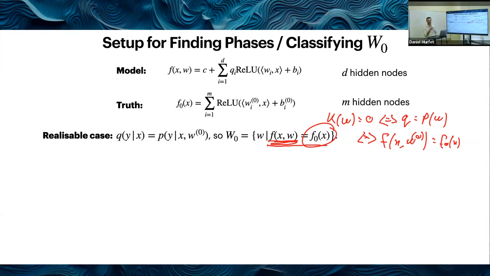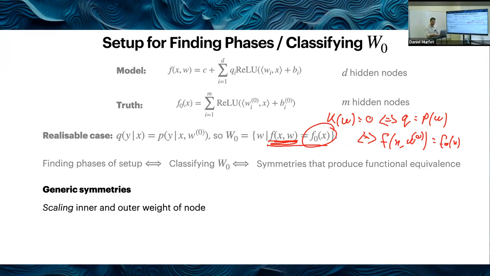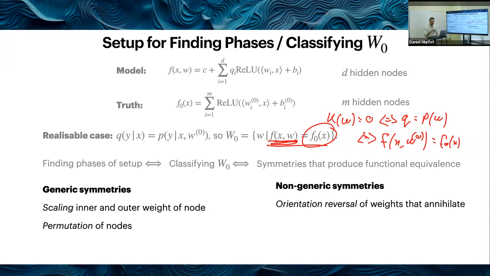And so the task of finding the singularities, finding the points on W0, finding the phases, becomes the task of finding the symmetries of these neural networks that produce functional equivalence. What we're going to see is that there are a few generic symmetries that are true for all points. They are scaling symmetry and permutation symmetry. I'm going to explain these in a sec. And then there are two non-generic symmetries in this setup, in the sense that they only occur under very particular conditions on the true network. They are orientation reversing symmetry and particular degeneracy of nodes. So let's run through what these look like.